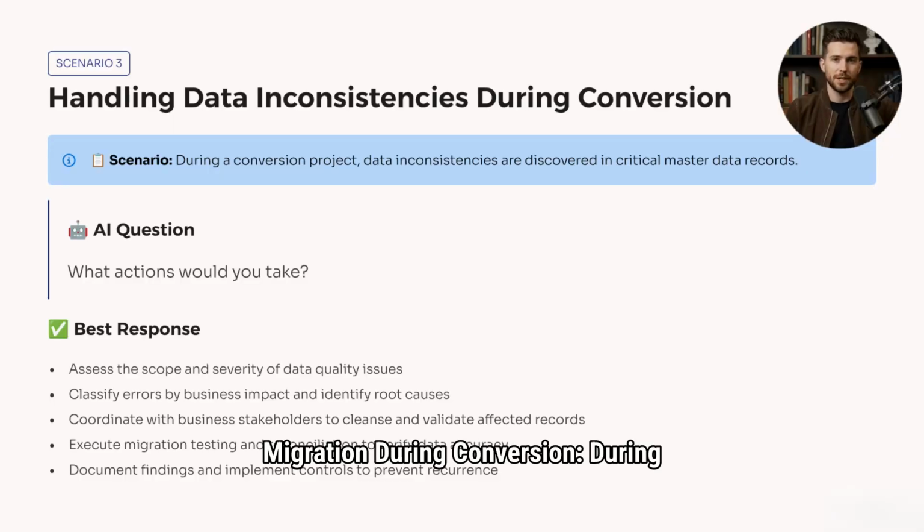Scenario 3, data migration. During a conversion project, data inconsistencies are discovered in critical master data records. AI question: what actions would you take? Best response: I would first assess the scope and severity of data quality issues. Next, I would classify errors by business impact and identify root causes. I would coordinate with business stakeholders to cleanse and validate affected records. After correction, I would execute migration testing and reconciliation activities to verify data accuracy. Finally, I would document findings and implement controls to prevent recurrence.